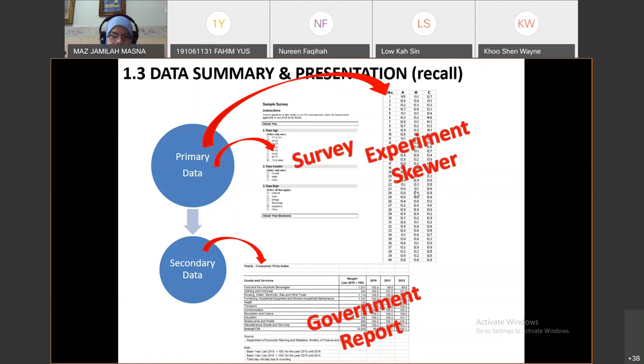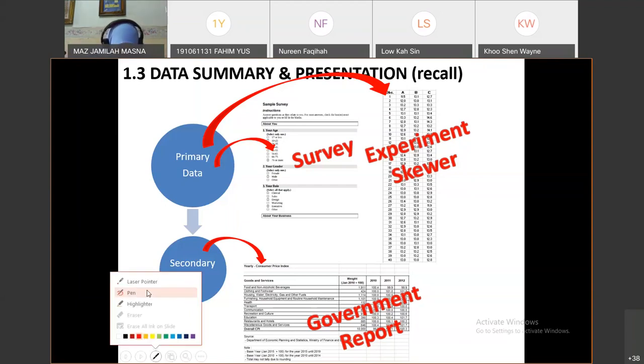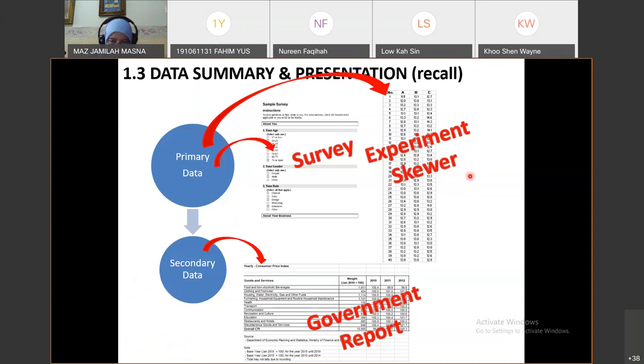For example, the skewers: we are talking about the skewer and we are measuring the length. From the length itself, when we measure, a second concept appears, which is variability. There will be differences in the measurements from each of the observations that you have in hand. So that is what we call variability: the successive differences in values from one observation to another.